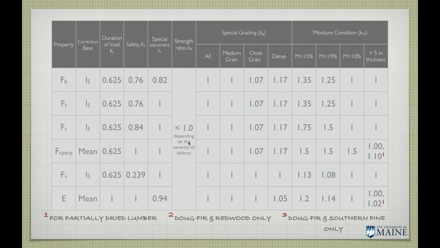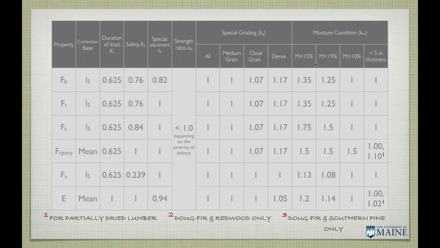Strength ratio, this will depend on the grade. Special grading, here we see that for some species, what's called a close grain, which is only for Douglas. You can't see this. Here's the superscript 2. Douglas fir and redwood, you can get a close grain, and Doug fir and southern pine, there might be a dense grade. And if it qualifies as a dense grade, you get a 17% increase. That's less common, harder to find these days.